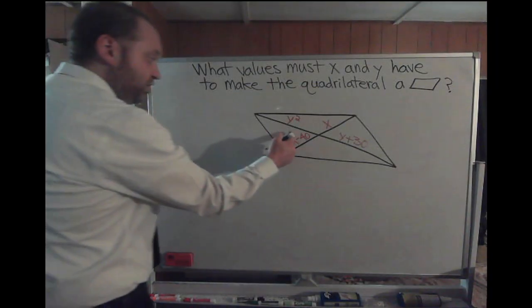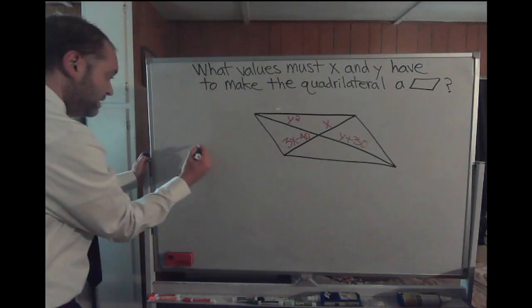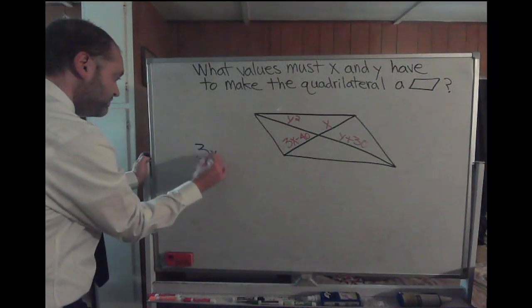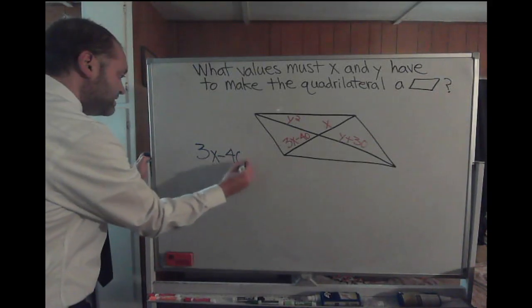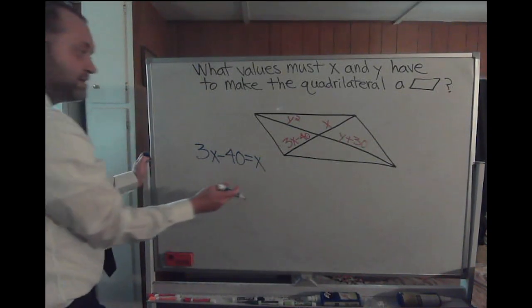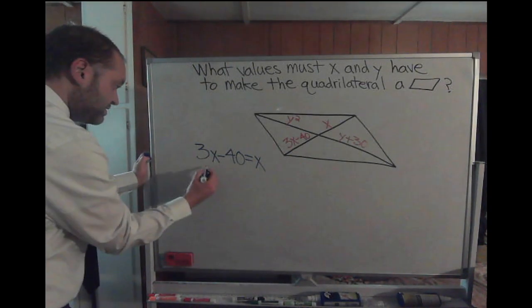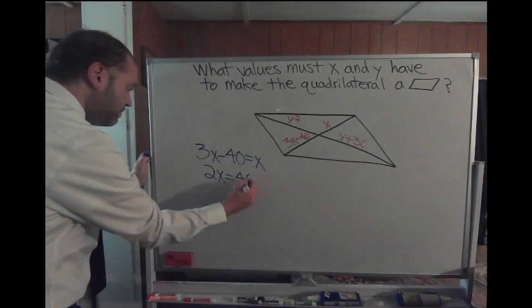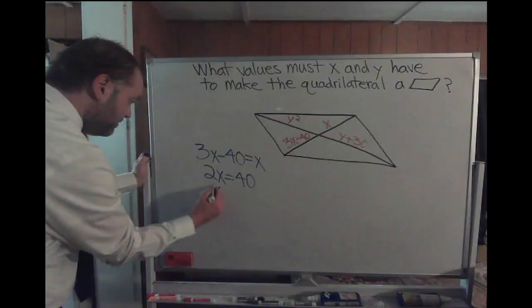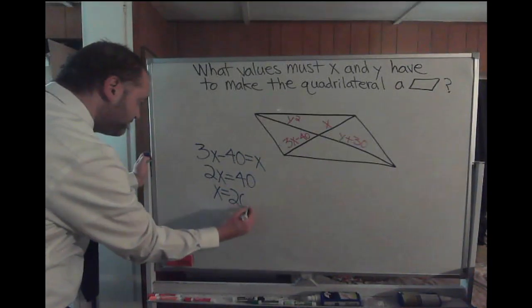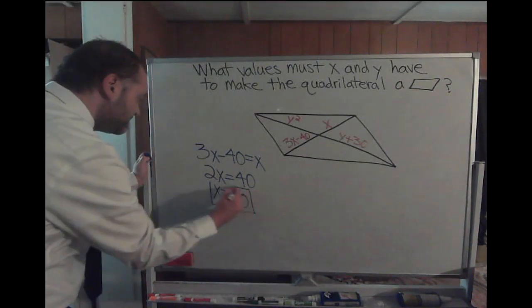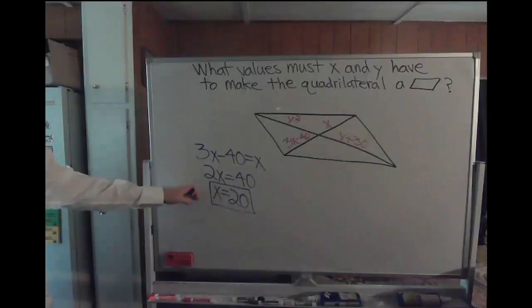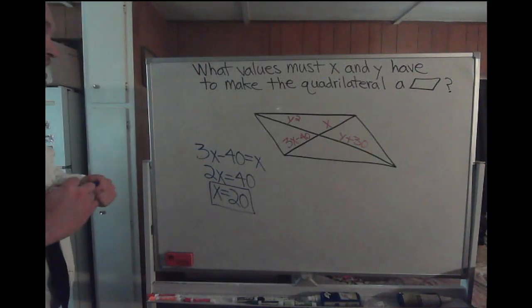So that means to start, we'll solve for x at 3x minus 40 equals x. So 3x minus 40 equals x. Well, that's going to give you that 2x equals 40, which would then just give you that x equals 20. So x wasn't so bad to solve for. X is 20.